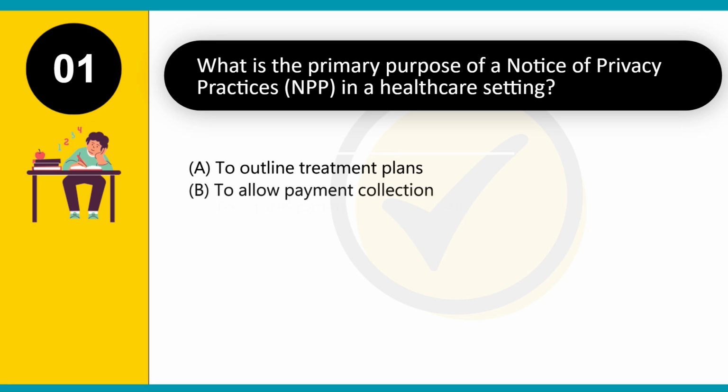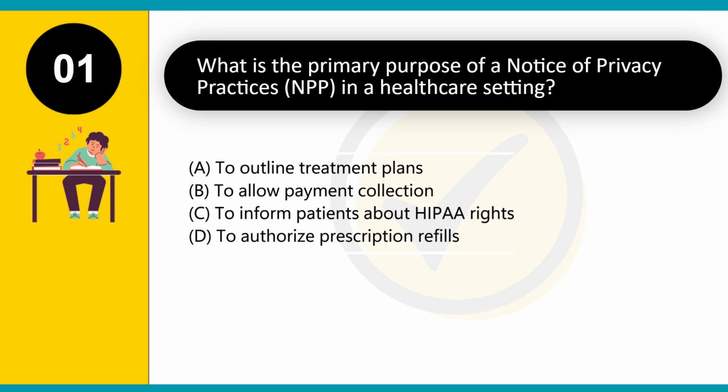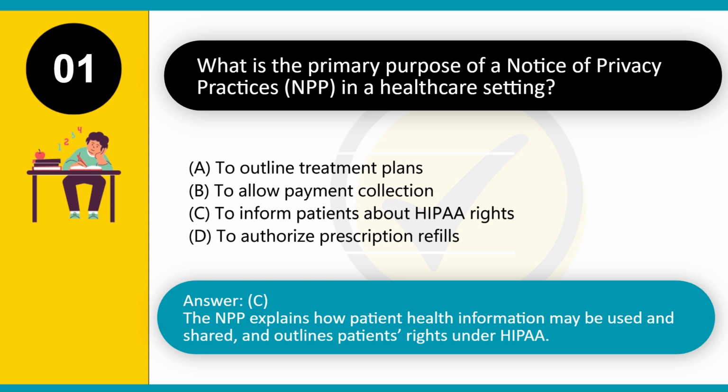What is the primary purpose of a Notice of Privacy Practices, NPP, in a healthcare setting? A. To outline treatment plans. B. To allow payment collection. C. To inform patients about HIPAA rights. D. To authorize prescription refills. Answer, C. The NPP explains how patient health information may be used and shared, and outlines patients' rights under HIPAA.